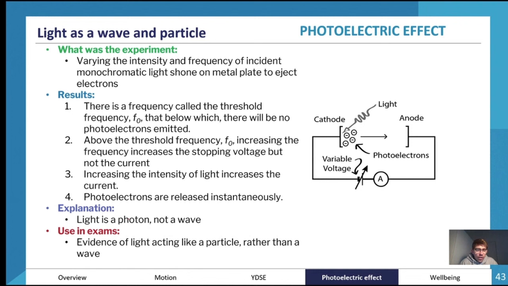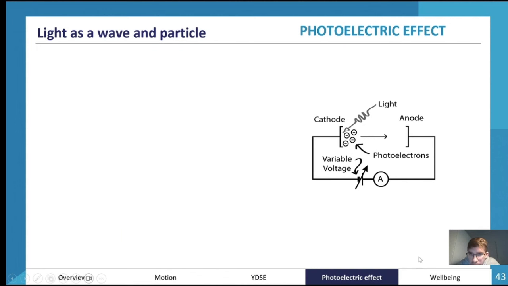But let's check the time. Before we talk about the photoelectric effect, how much time do I have left? Yeah, approximately 10 minutes. So we can finish in 5 to 6. Yeah, okay. Let's go.